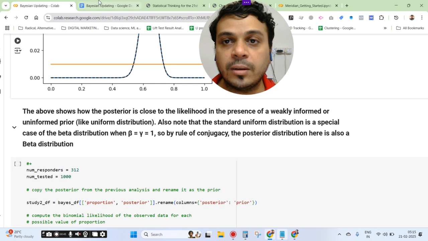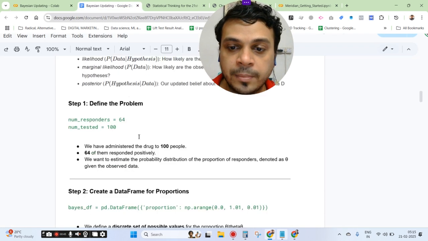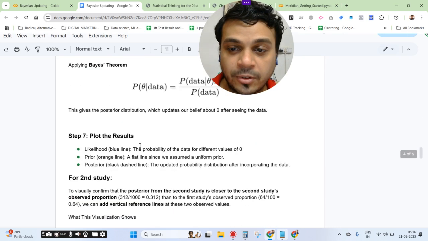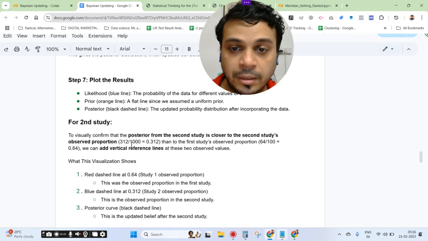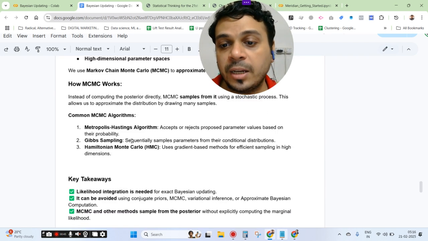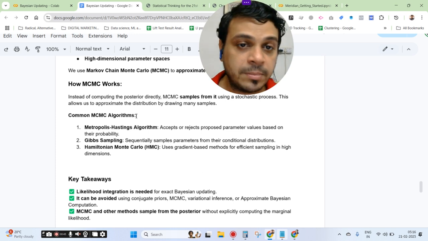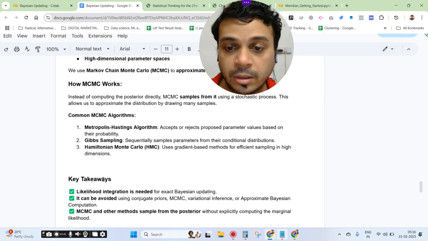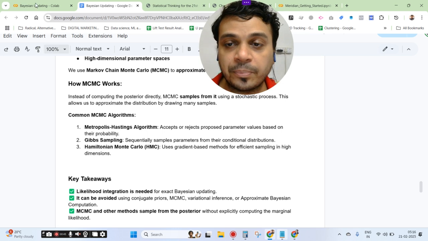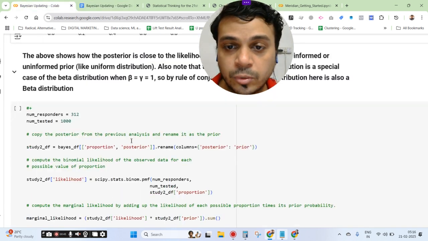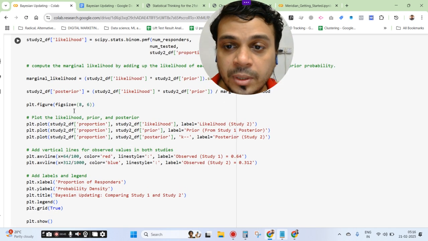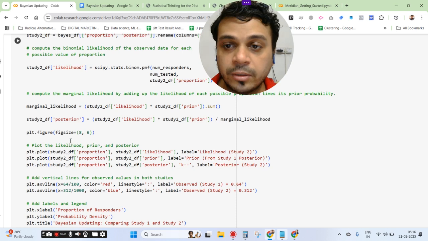There are other ways we can have methods, sorry, the nature of the distribution in other ways also. So for instance, the Bayesian updating can happen through MCMC algorithms. We're going to discuss that in later videos. But in this method, what we're going to choose is the manual method.